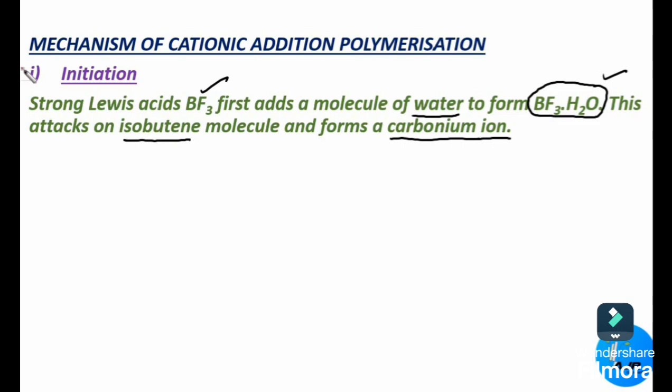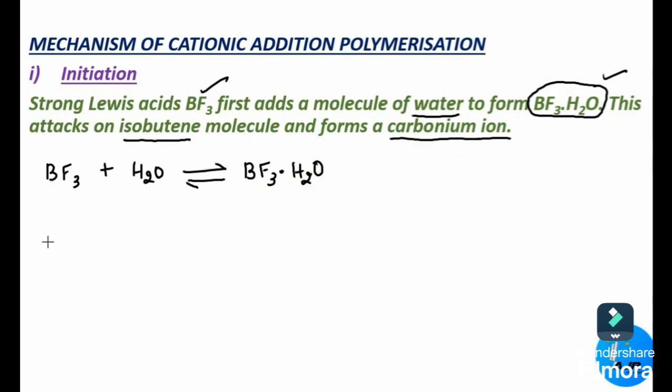Let us see what is happening in the first step. BF3 attacks the water molecule. It is a reversible reaction and it forms an adduct, BF3·H2O. This is the first step taking place in initiation, and we get an adduct. Now what happens in the second step? This BF3·H2O molecule attacks the isobutene molecule and forms a carbonium ion.